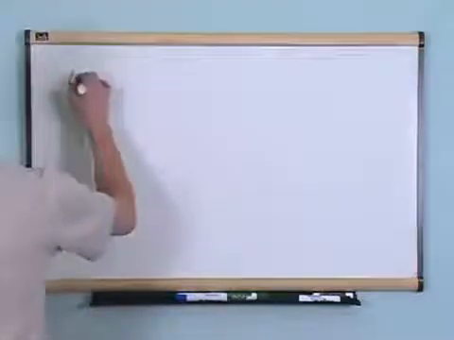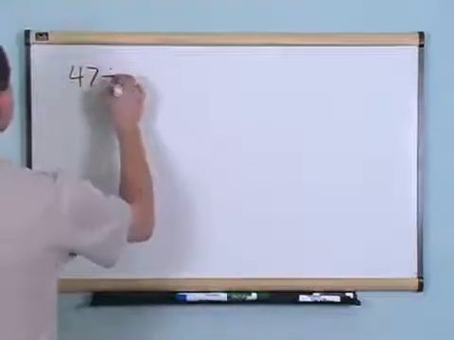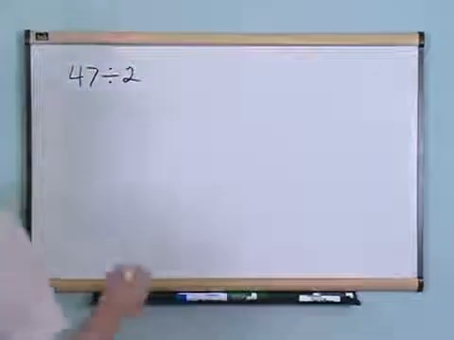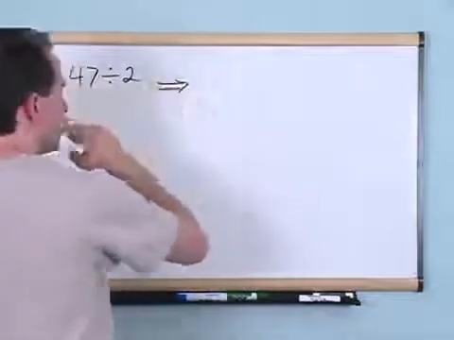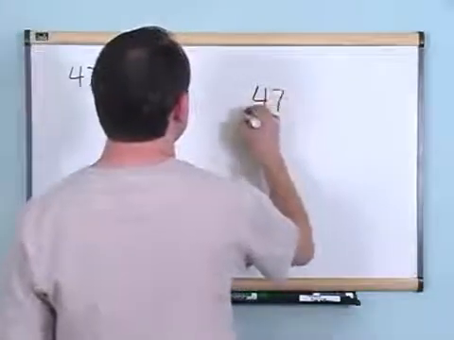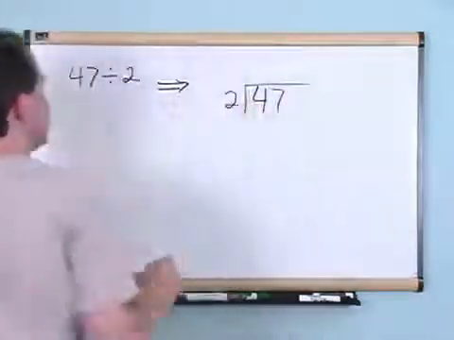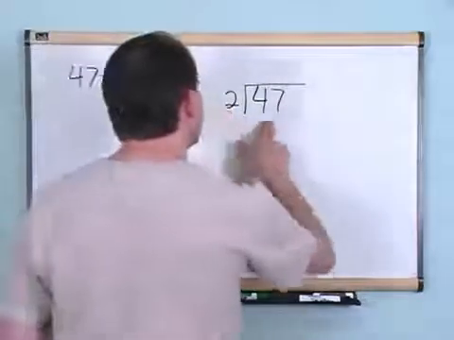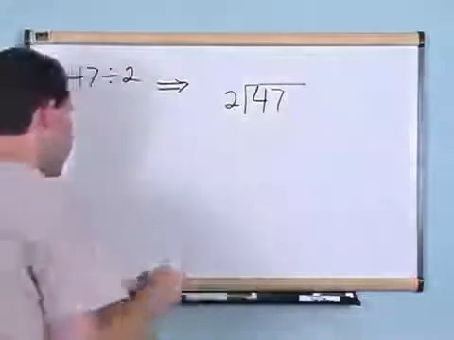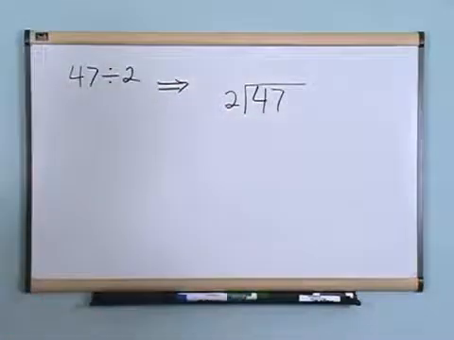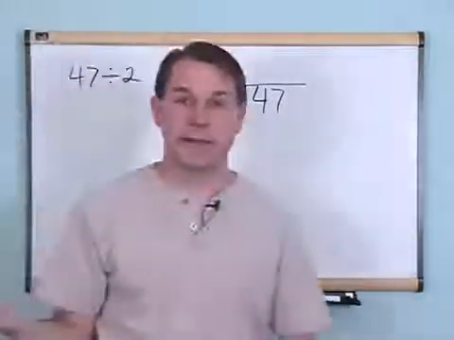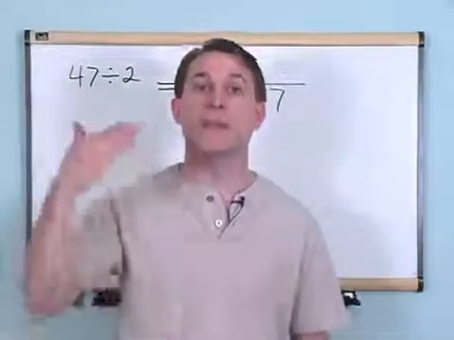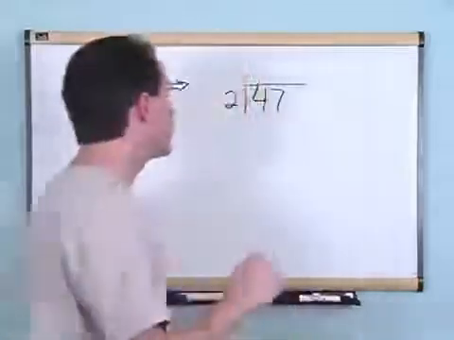What if you have 47 divided by 2? Okay, 47 divided by 2. Well, the first thing you do is you rewrite this problem and you put 47 underneath the house and 2 on the outside, just like this. Now what you're doing is you're trying to divide 2 into 47. The way you do this, certainly I don't know off the top of my head how many times 2 is going to go into 47, so I'm going to show you the method that you use to do this.